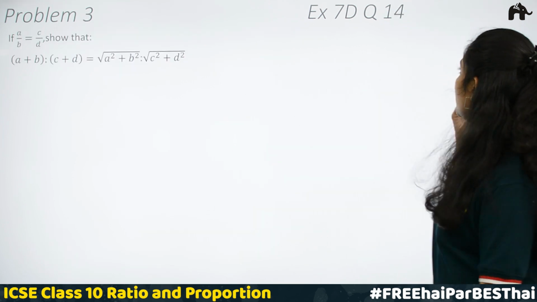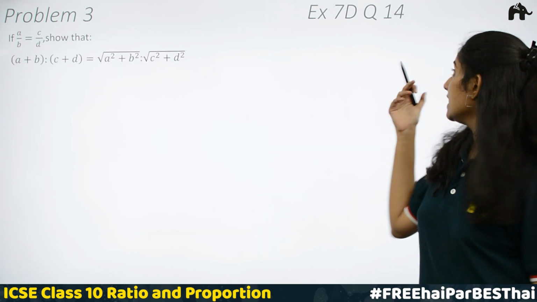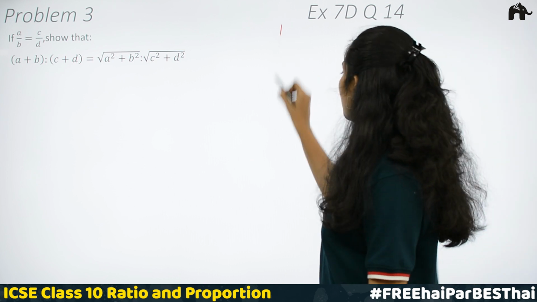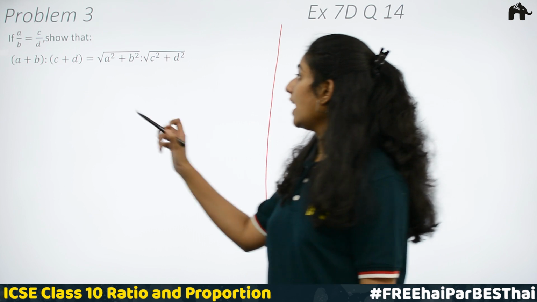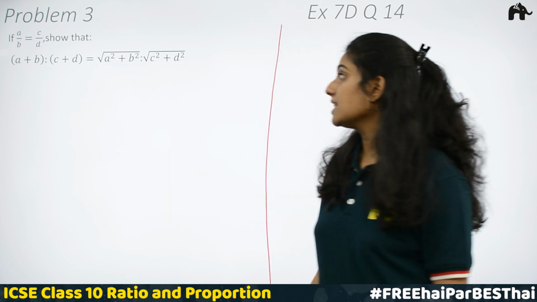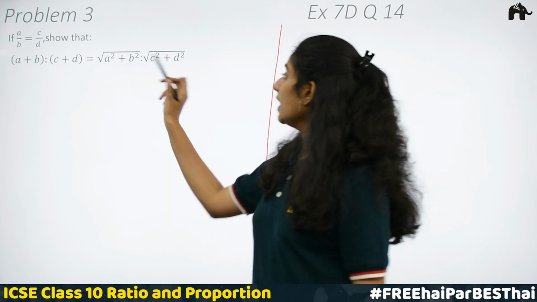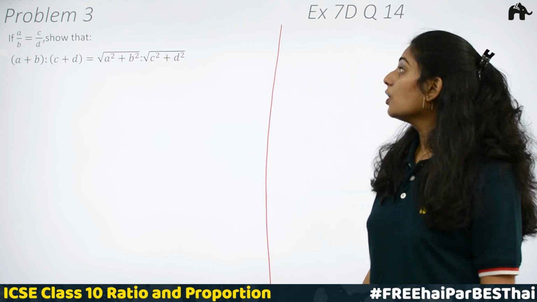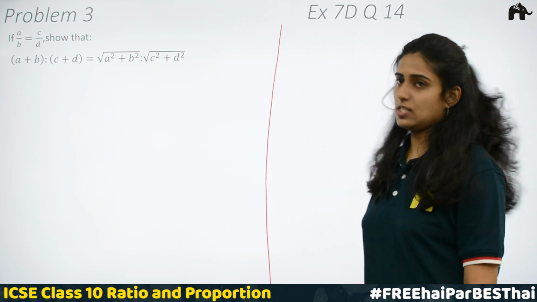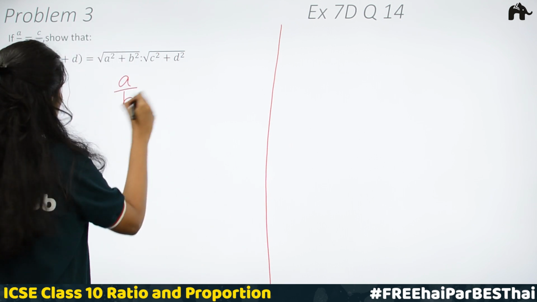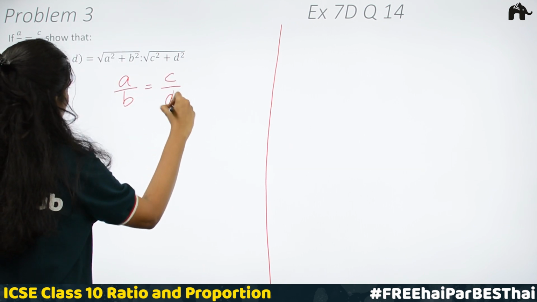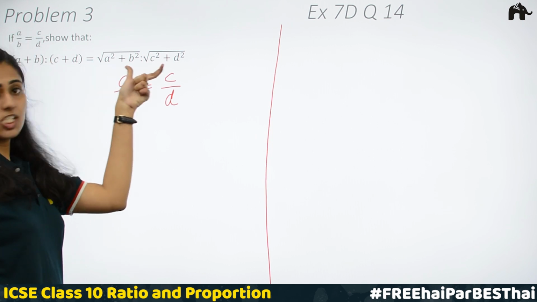Problem number 3, question 14 of exercise 7D. If a by b is equal to c by d, show that a plus b is to c plus d is equal to root of a square plus b square is to root of c square plus d square. Okay, it is given that a by b is equal to c by d. Okay, from this we have to reach here.